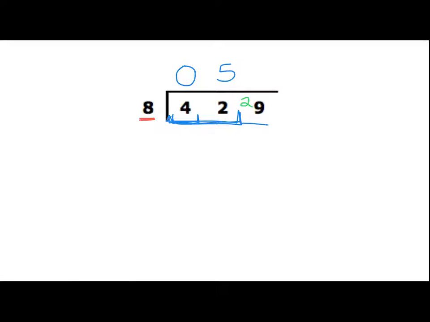Our new number now is 29. How many times can 8 go into 29? 3 times. And what's our remainder? Well, 3 times 8 was 24. So our remainder, 29 minus 24, is 5. So 429 divided by 8 is 53, remainder 5.